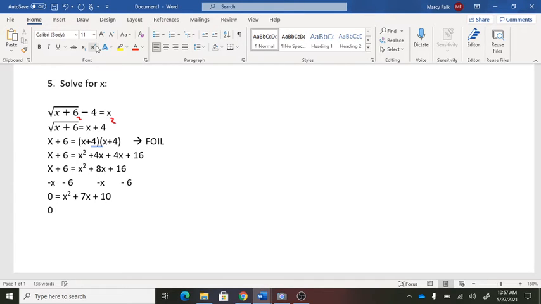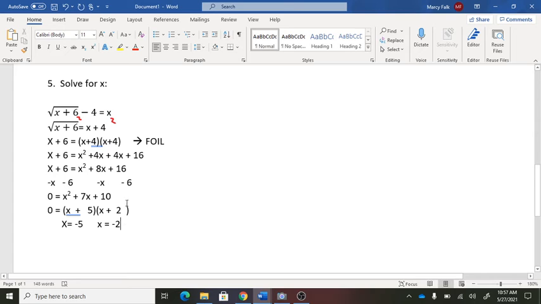So this is a simple trinomial, so I'm thinking, what is going to multiply to 10 and add to 7? 5 and 2, they're both going to have to be positive. So therefore my solutions are x equals negative 5 and x equals negative 2. So I'm going to go check the solutions. Checking it means plugging it into here.